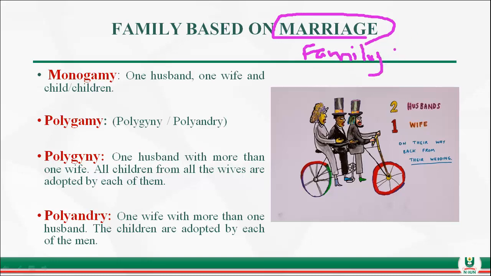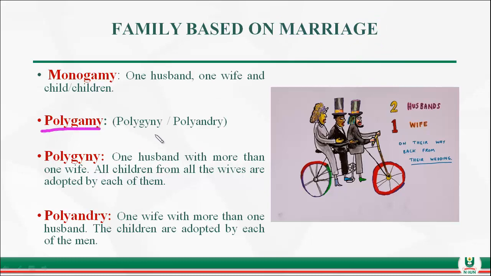Okay. So it is the most common type of family. Then we also have polygamy. There is a common misconception that it is a situation where one man marries more than one wife. Well, that is not correct. Polygamy is used as a general term to describe a situation where anybody, a man or a woman, takes more than one spouse.